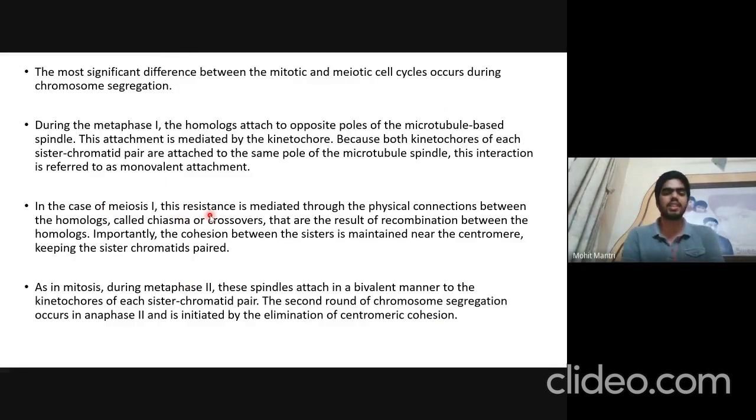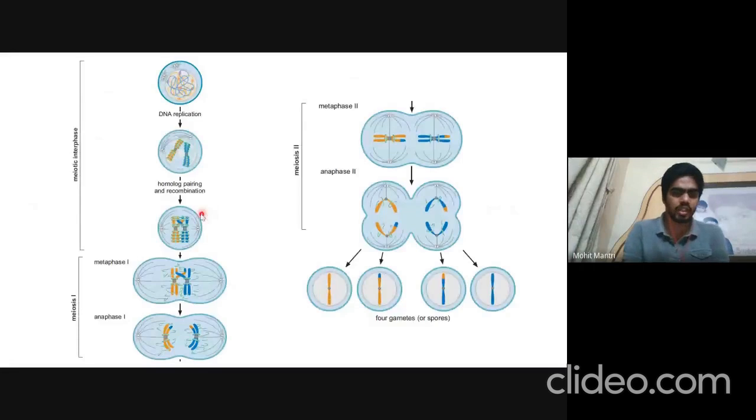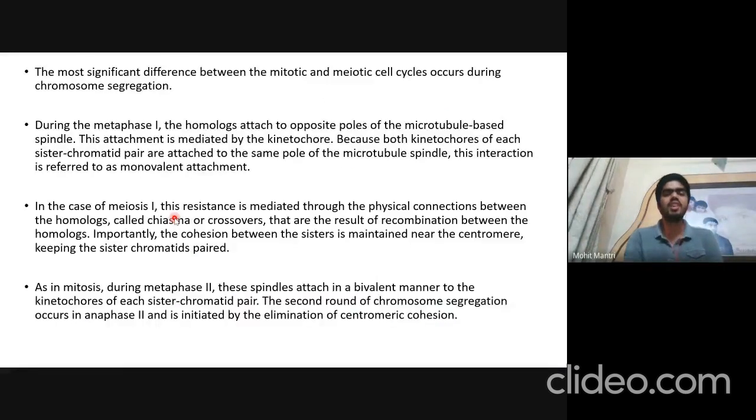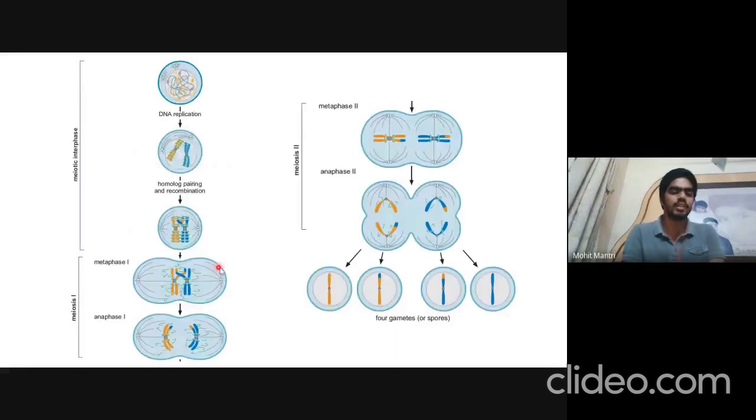In the case of meiosis 1, the resistance is mediated through physical connection between the homologs at the chiasma and the sister chromatids, and this is because of the cohesin protein. As you can see, the cohesin protein surrounds the sister chromatids as well as the chiasma of the homologous chromosomes. Later during anaphase, cohesin proteolysis takes place, but the cohesion between the sisters is maintained near the centromere, and therefore the two sister chromatids remain paired.